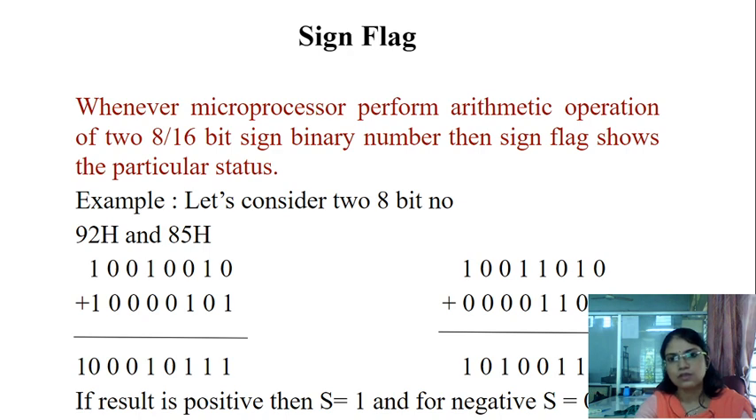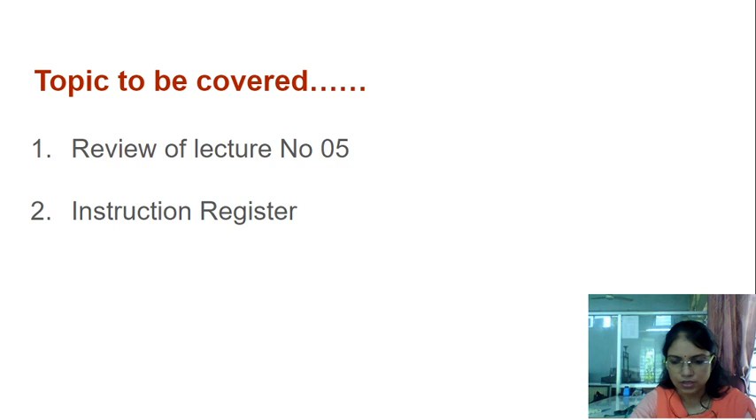Again, yesterday we studied the sign flag. If you add or subtract two signed numbers, the sign flag will give the particular status, but for unsigned numbers there is no need for the sign flag, and in such a case the sign flag will never give any status. If the result is positive, the sign flag shows S equal to 1, while for negative, it shows the status equal to 0. In this way we covered the content of yesterday's lecture.